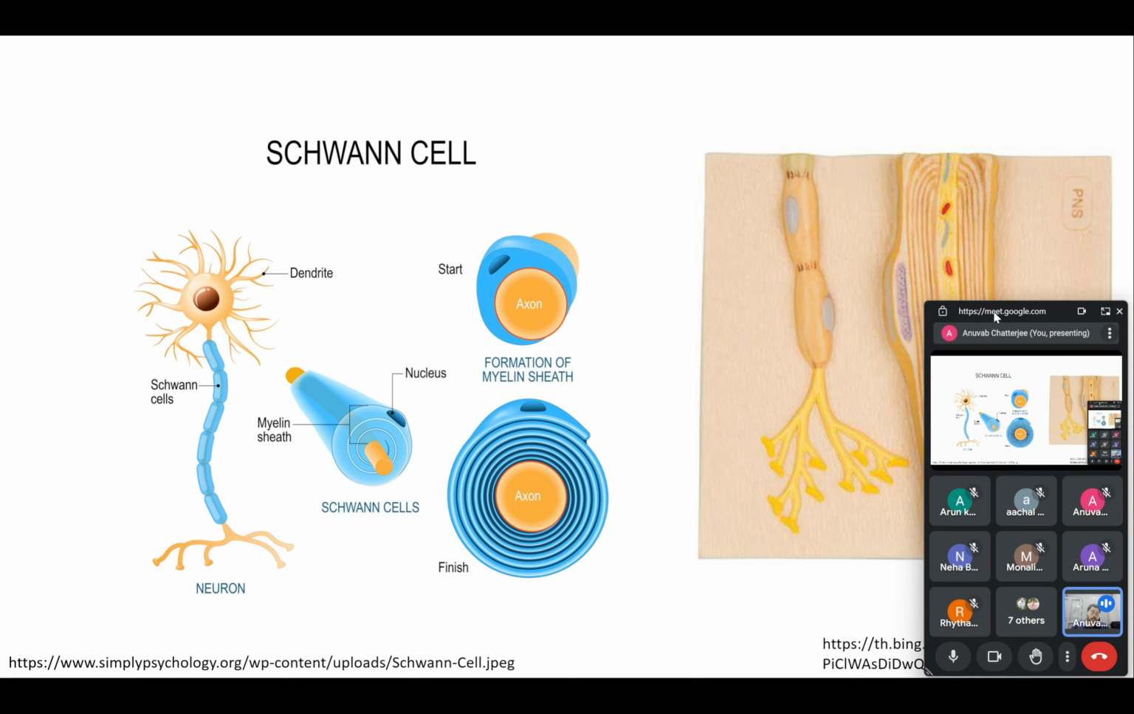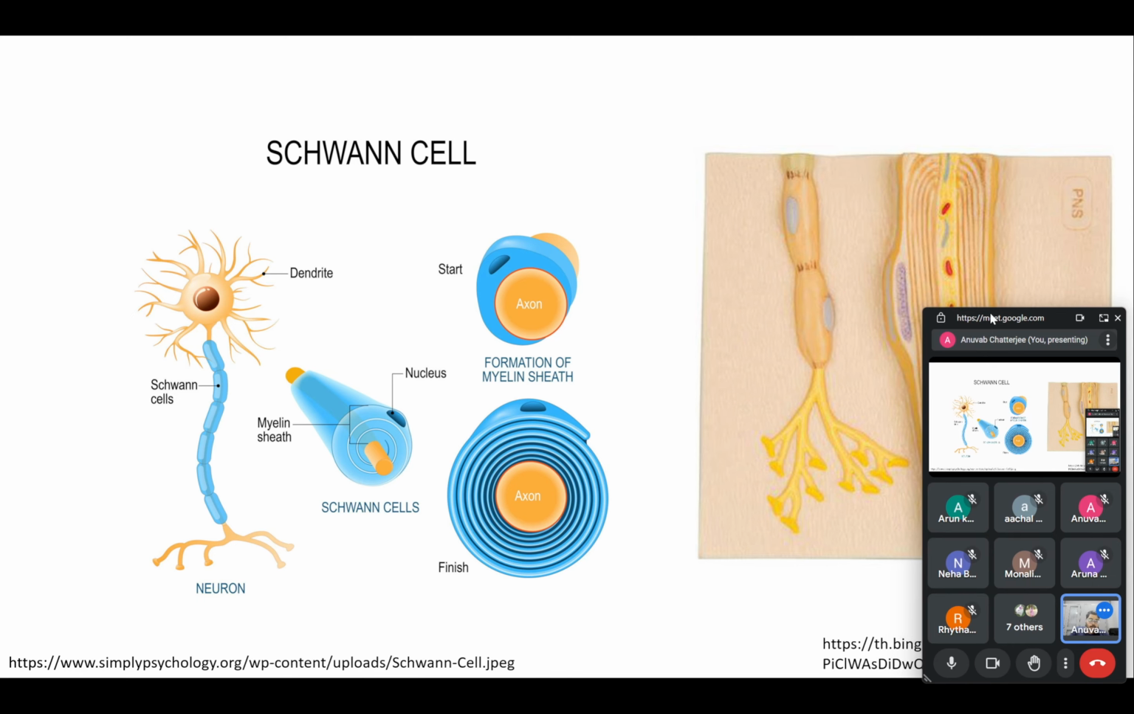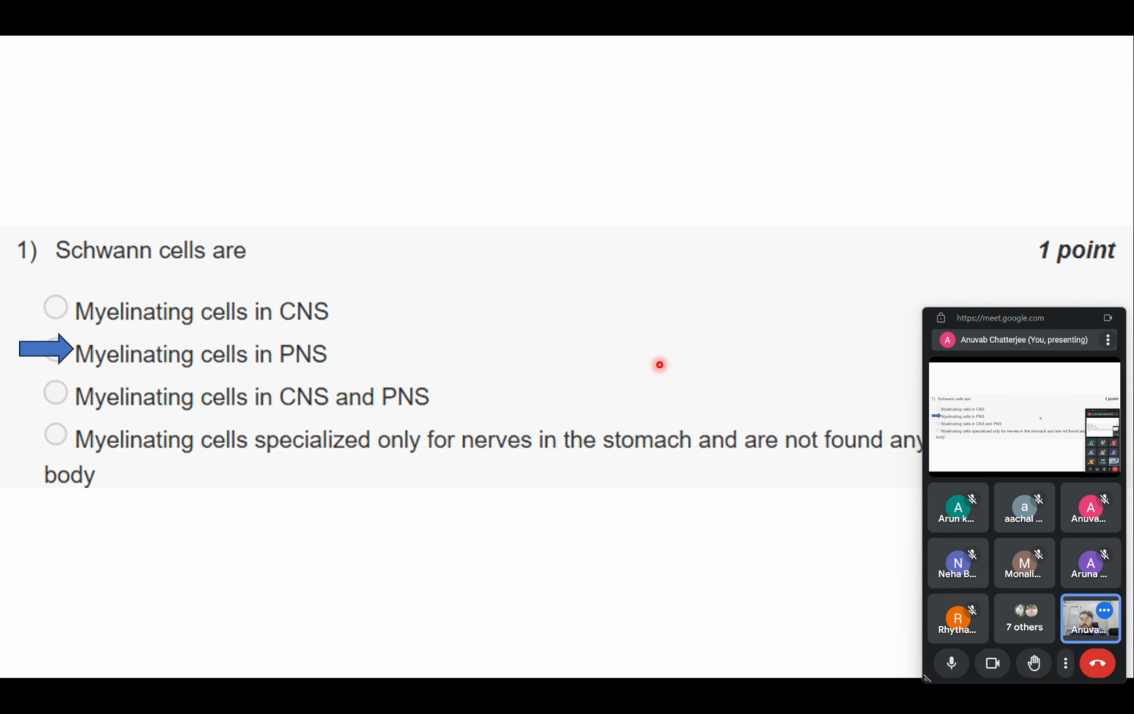So how exactly do they look? In an anatomical view, this looks something like this. Here we have the middle channel, which is actually the axon, and covering it in different layers is the myelin sheath, and here is the nucleus of the Schwann cell. One important thing about Schwann cells is that they are only present in neurons in the peripheral nervous system, not the central nervous system. So this was about the Schwann cells. Coming back to the question, Schwann cells are myelinating cells present in the PNS.